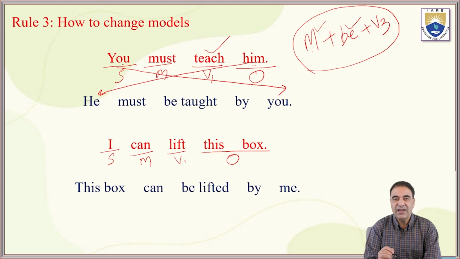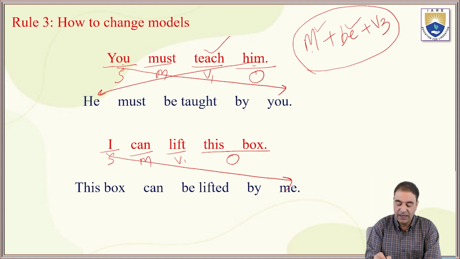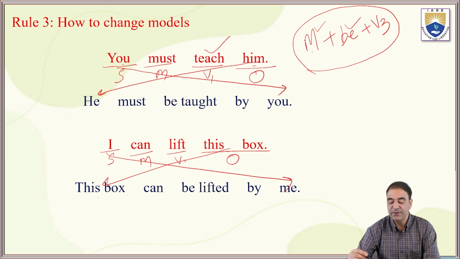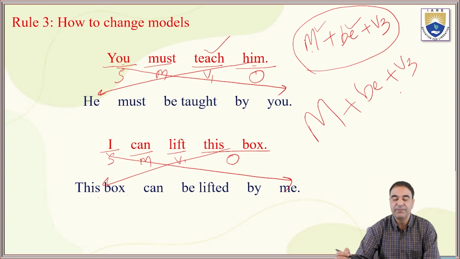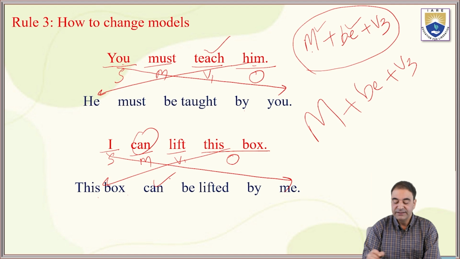Now first, interchange the place of subject and object. Here, "I" will come here, and "this box" will come at the position of subject. This box is the subject. The subject must be followed by, as I told you, the modal. Model must be followed by "be", and "be" must be followed by verb in third form. Now, this box, what's the modal? "Can". Then "can" must be followed by "be", and here we have "be". And then "be" must be followed by verb in third form, and the third form of "leave" is "left", by me. By, and "I" will change into "me".